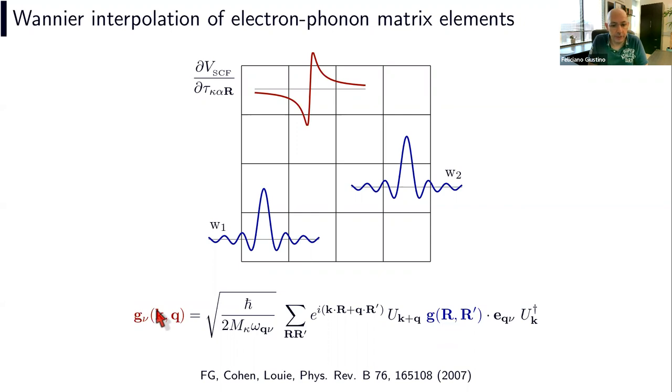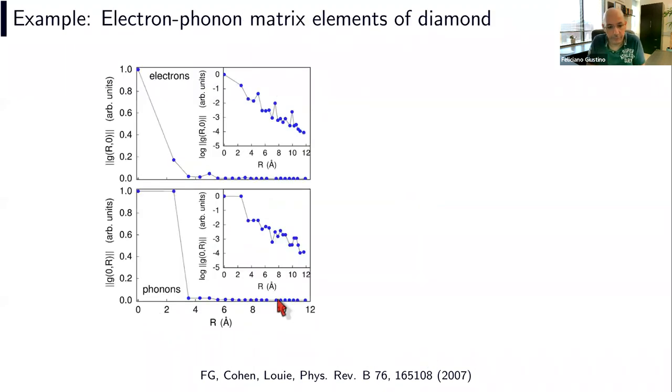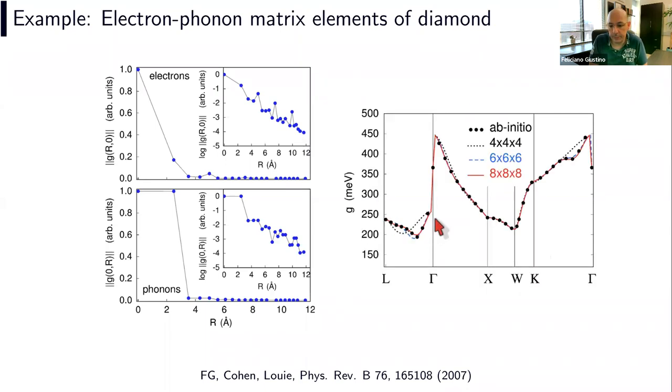So just to show you something that is very vintage, from 15 years ago, this was the first calculation on diamond. You can see that the matrix elements here are very highly localized, so they decay exponentially as you move away from these blobs in the matrix element. Because of that, you can exploit this to reproduce the ab initio matrix elements that you would obtain from density functional perturbation theory, but at much lower computational cost.